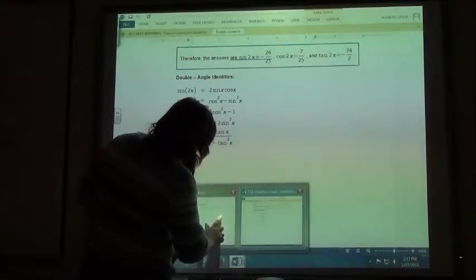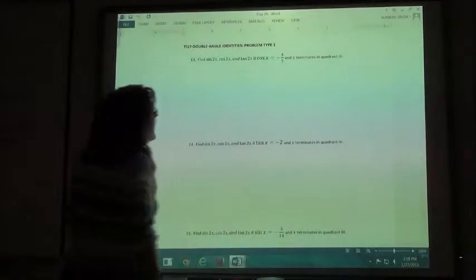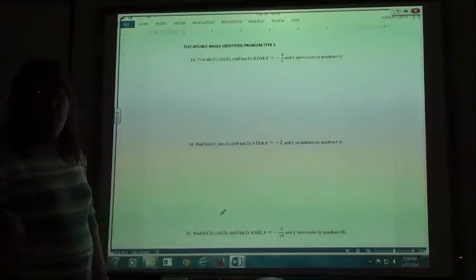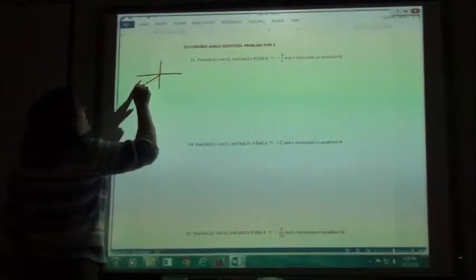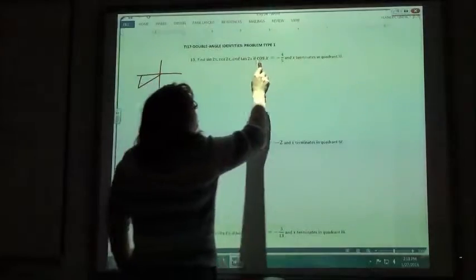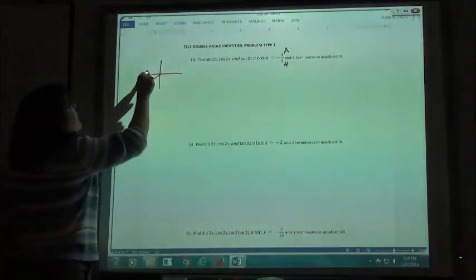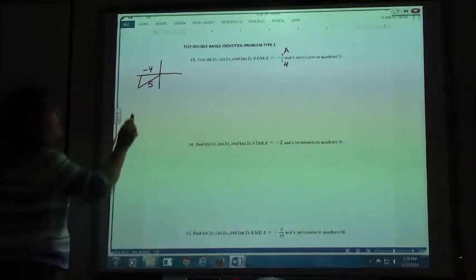So here, if we go back to find the sine of 2x, cosine of 2x, and tangent of 2x, if we know the cosine of x is negative 4/5 and x terminates in quadrant 3. Drawing our reference triangle like we get to do a lot. Over here in quadrant 3, we know that cosine is adjacent over hypotenuse, so we have negative 4 and 5. We need to find our other side.